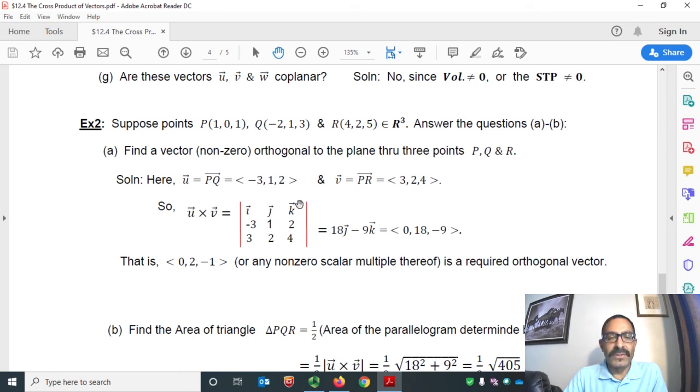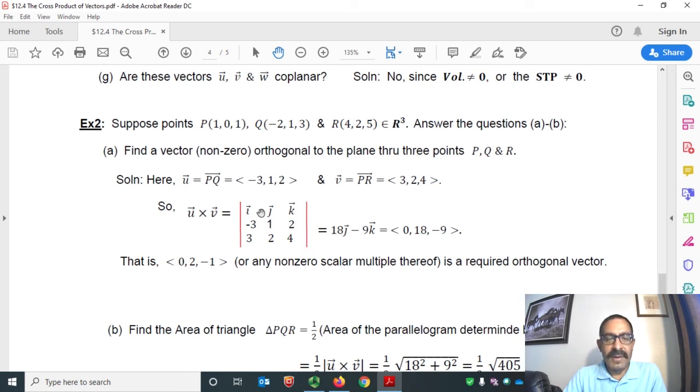Cross out the first row, first column. We have left 1, 2, 2, 4 determinant. Then let's multiply this diagonally. 1 times 4 is 4. Minus 2 times 2 is 4. So 4, 4 cancel out. So no more i terms here.